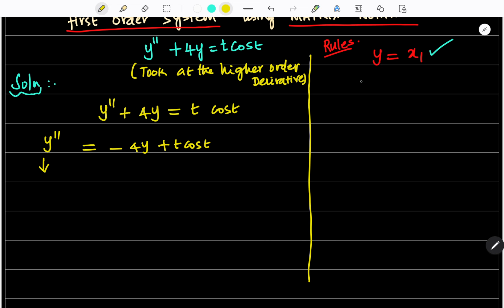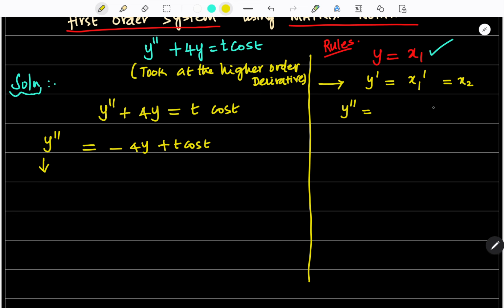Right. So y equals x1. Take the first derivative: y dash is equal to x1 dash. Clear, everybody? Which is equal to what? x2. Next, y double dash, which is equal to x1 double dash, which is equal to what? x2. Sorry, again making mistakes.